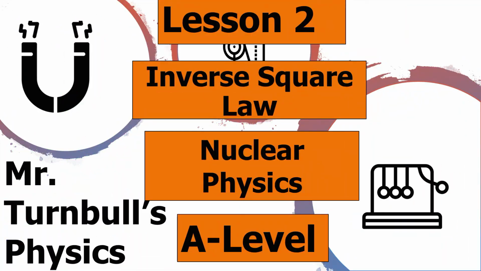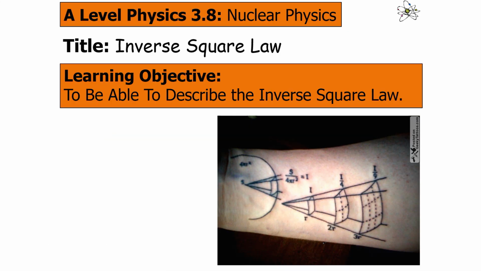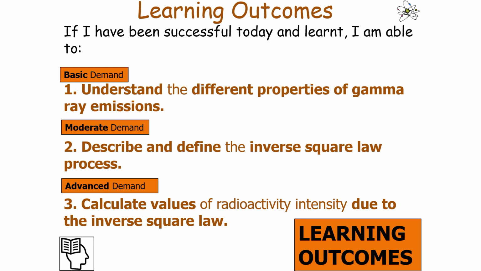Hello and welcome to this lesson on the inverse square law, which is part of the nuclear physics topic in AQA A-level physics. In today's lesson, we're going to look at describing the inverse square law. If we've been successful, we should be able to understand the different properties of gamma ray emissions, describe and define the inverse square law process, and calculate values of radioactive intensity due to the inverse square law.